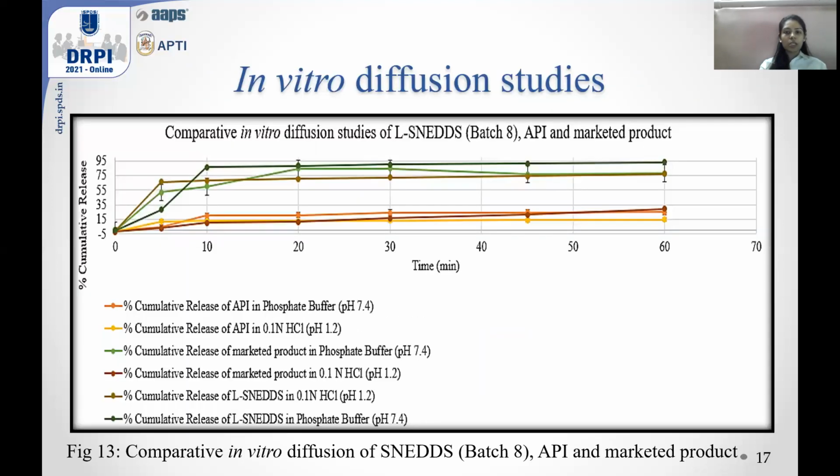In order to mimic the gastrointestinal environment in vitro, diffusion studies were done in all the three mediums and compared with API and marketed product. The results showed that the release profile of SNEDs was comparable to that of the marketed product.